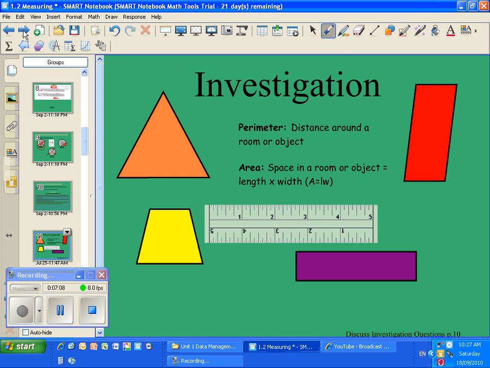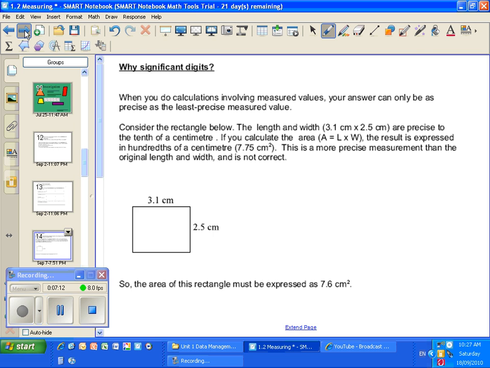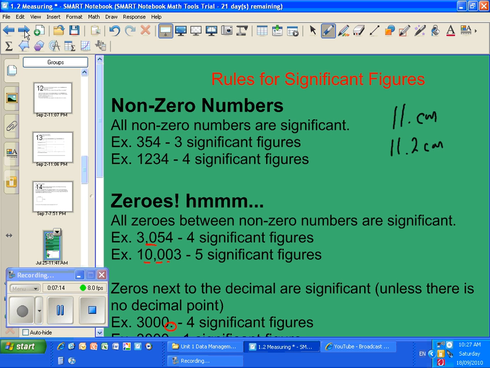Okay, let's fire ahead just a little bit here and get a little summary of some of the things that we were doing during the week. We looked at rules for significant figures. Now, the first rule for significant figures is very, very easy. All non-zero numbers are significant. So, for example, if I had a number like 354, there are 3 significant figures. 1,234, there are 4. All you have to do is count them. 1, 2, 3, 4. It's that simple.